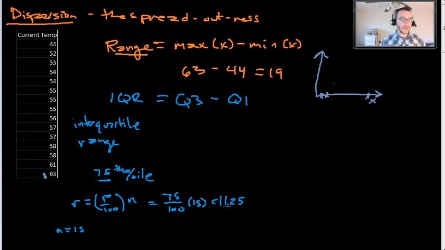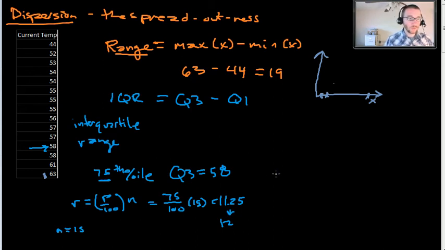Now, once we have our rank, the way we decided that we would deal with decimals in our rank is just to round them up. So this becomes 12, and our 12th number is 58. So Q3 equals 58. 58 puts 3/4 of our data less than or equal to it, and 1/4 of our data greater than or equal to it. And so that's a solid number there.